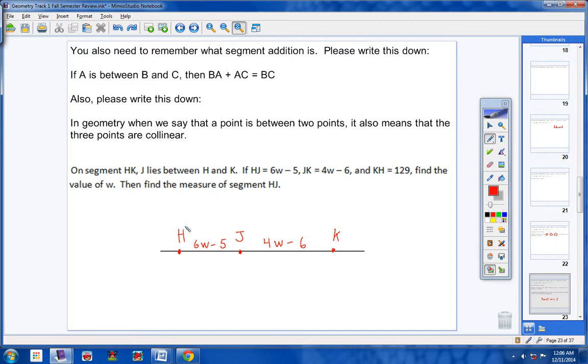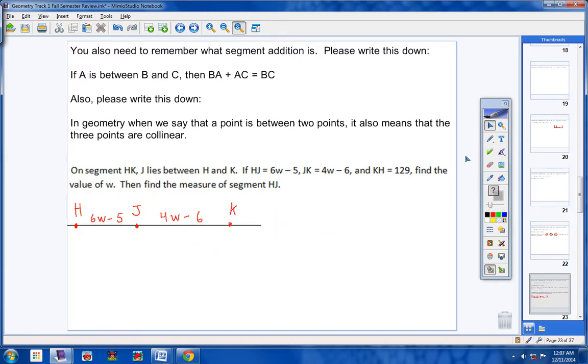Okay, think about it, students. I know if I take this segment here, HJ, plus this segment here, JK, it'll equal the entire segment, which is 129. So I'm going to write a nice algebra equation. Alright, HJ is 6W minus 5 plus JK, which is 4W minus 6, equals the whole segment, which is 129.